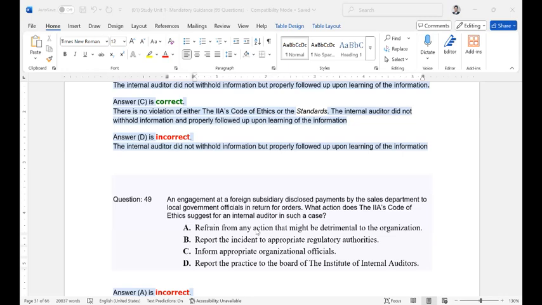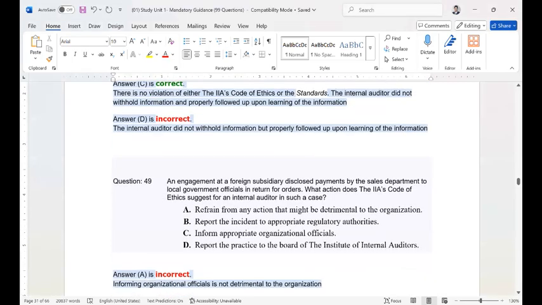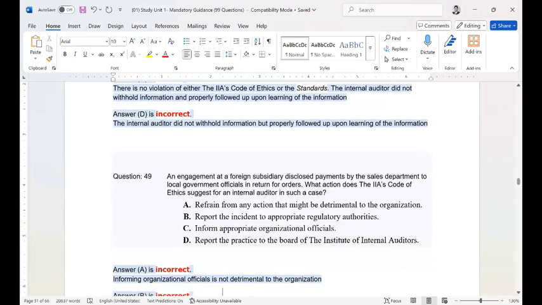Inform appropriate organizational officials, could be the directors or the CEO. That seems okay, right? So obviously, in most of these questions, there are two answers which are correct. Report the practice to the board of IIA. Should you do that? I suppose the first thing is to take internal action, no, first. Then if there are further violations, only then you can.